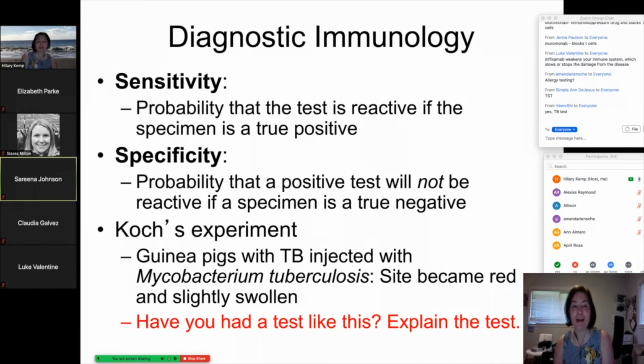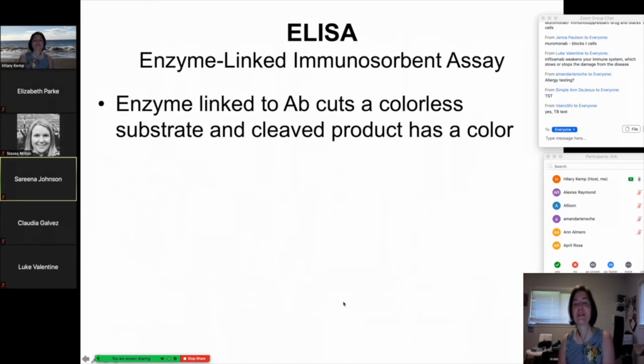And of course, if you have been vaccinated against tuberculosis, even though you never actually had the bacteria, you're also going to react on this test. So it's important if you're taking this test and you're from another country where that vaccine was administered, to say, hey, I've already been vaccinated, so this test is going to test positive.